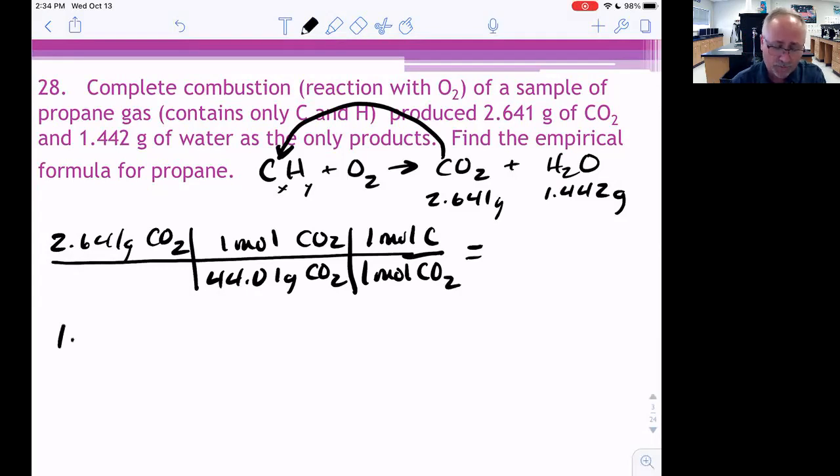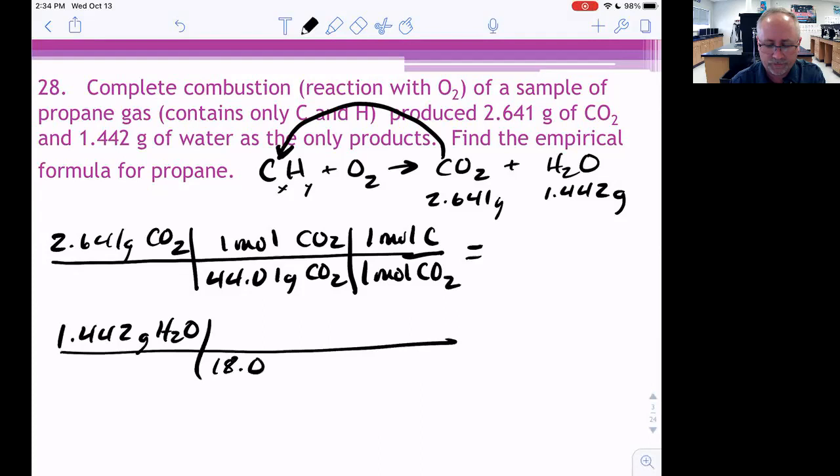But anyway, so 1.442 grams of water. The molar mass of water is 18.02.